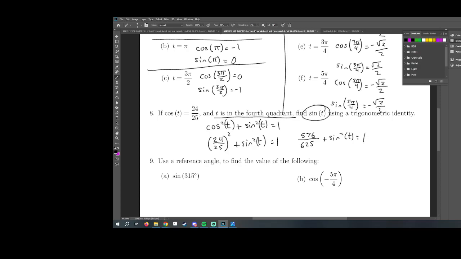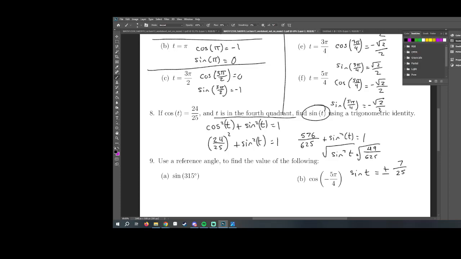Now they want us to find sine of t, so we're not solving for t, we're solving for sine of t. We want to isolate sine of t. To isolate sine of t, we should subtract this 576 over 625 from both sides, so we get sine squared of t is equal to 1 minus this, which is like 625 minus 576 over 625. 625 minus 576, I'm again not going to do, is 49 out of 625. And now we just take the square root of both sides, and we get sine of t is plus or minus 7/25, because we can again take the square root of the 49 over the square root of 625.